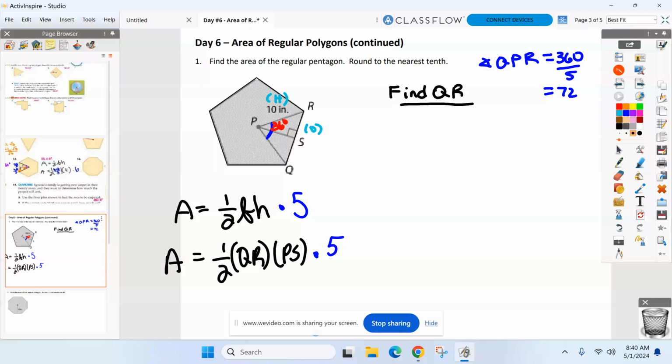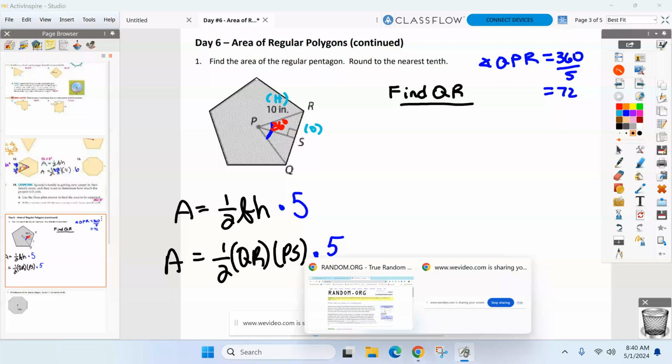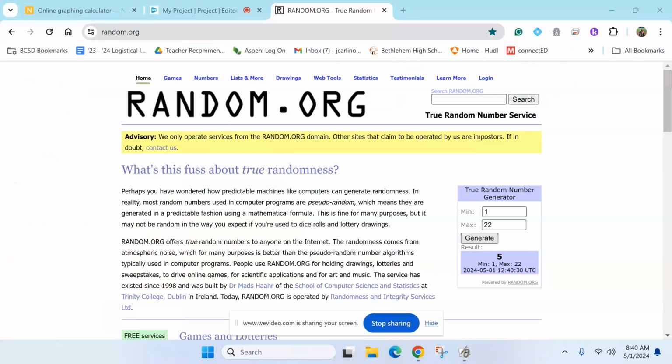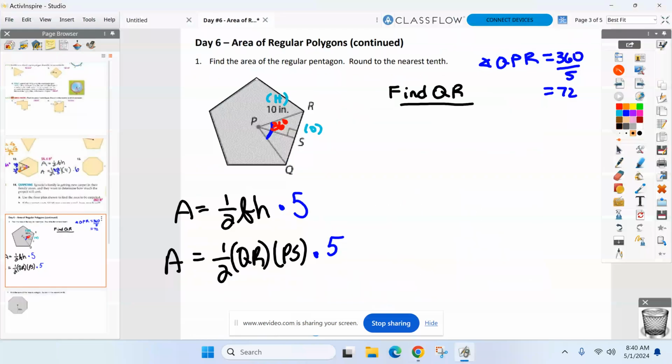Start thinking now, if I have those 2 values, which of the 3 ratios can I use? If I have opposite and hypotenuse, which ratio can I use now? Which one of the 3? Drew? Sine, yep. So let's review it again.